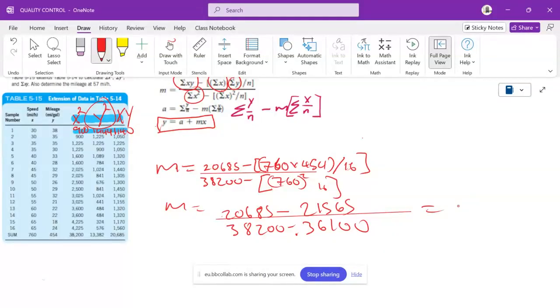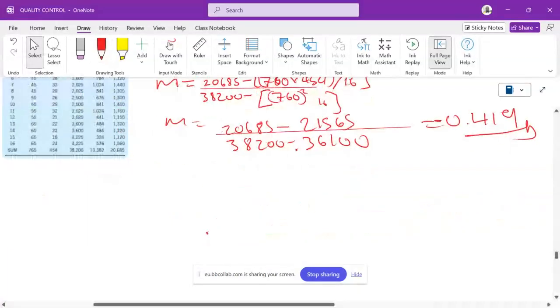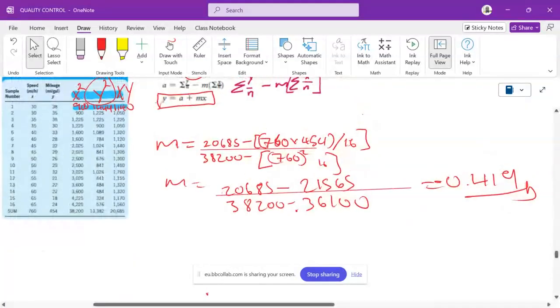So now we do 2068 5 minus 21 565, divide by 38200 minus 36100. The answer is negative 419. Negative 419. Right. So we move to the second formula.